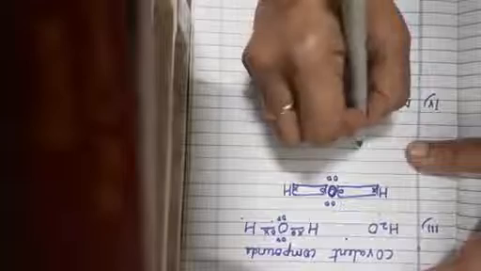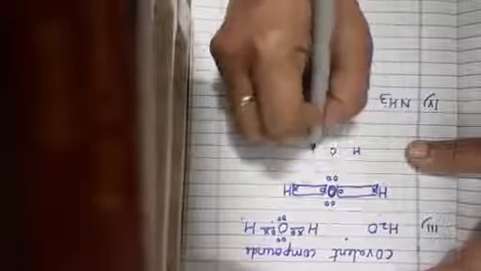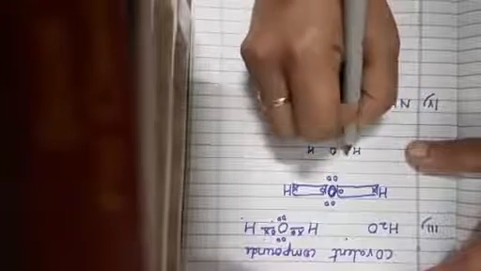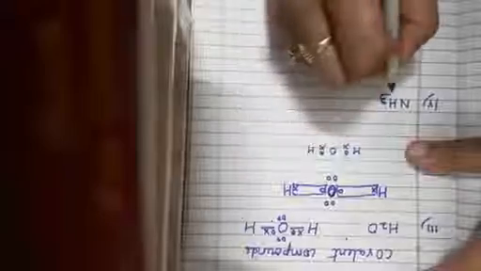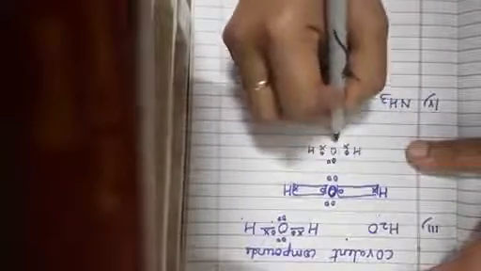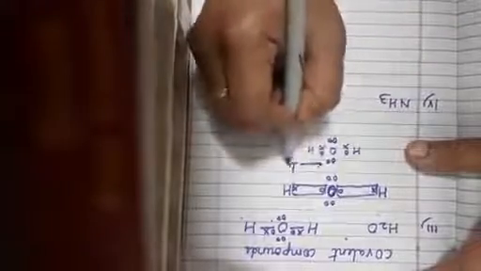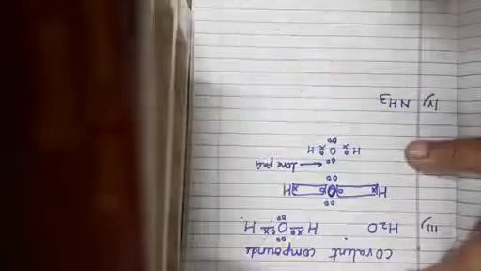So after sharing, of course, the atoms will come close. First we can show the shared pair, and then the unshared pairs which are left over on the oxygen atom. So the unshared pairs of electrons are the lone pairs. So this is the electron dot structure of water.